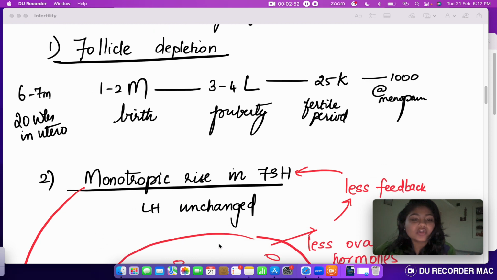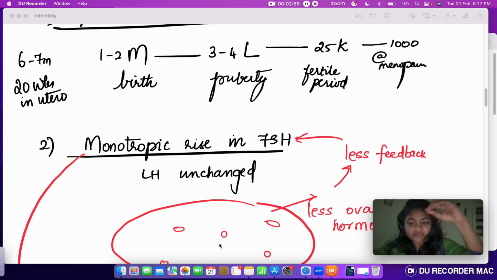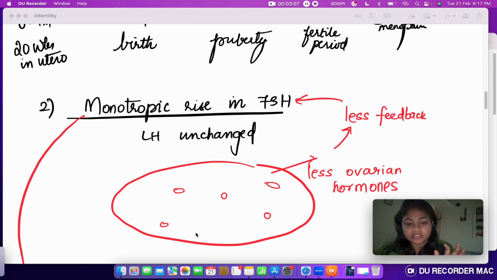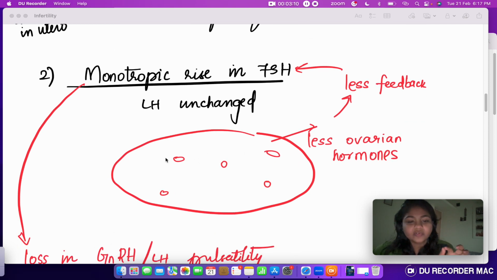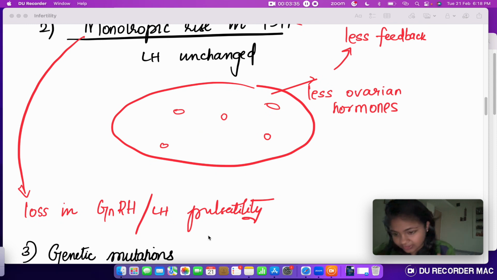The second thing is there is a monotropic rise in FSH. When the FSH stimulates the ovary, the ovary has to produce estrogen, and that estrogen will provide a negative feedback to the pituitary. But this is not happening in aging. The follicles are going for atresia, so the number of follicles is low, and more FSH is coming to stimulate the ovaries, but because they are atretic they cannot produce the ovarian hormones. So less ovarian hormones, less feedback, so there is a monotropic rise in FSH, but the LH remains unchanged, and this results in loss of pulsatility and loss of fertility.